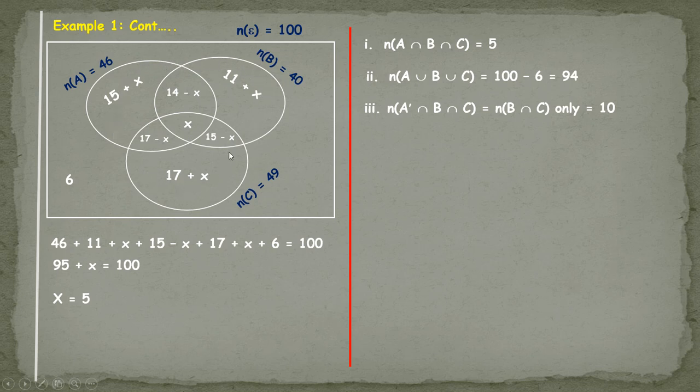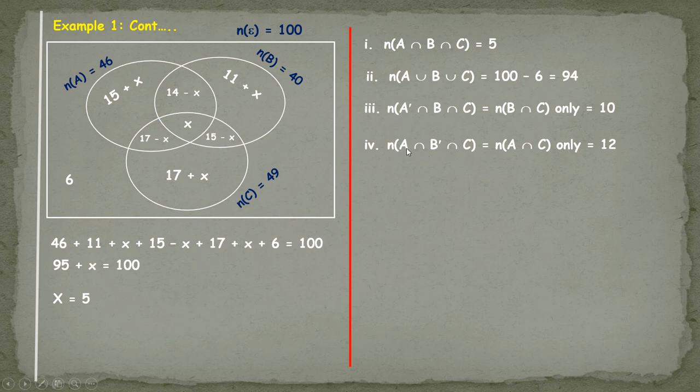But that will be a wastage of time. Instead of going through that, I will simply get 100 minus 6 to give me 94. Now B and C only. So we look at B and C only, which is 15 minus x. But what is x? 5. So 15 minus 5, giving us 10.